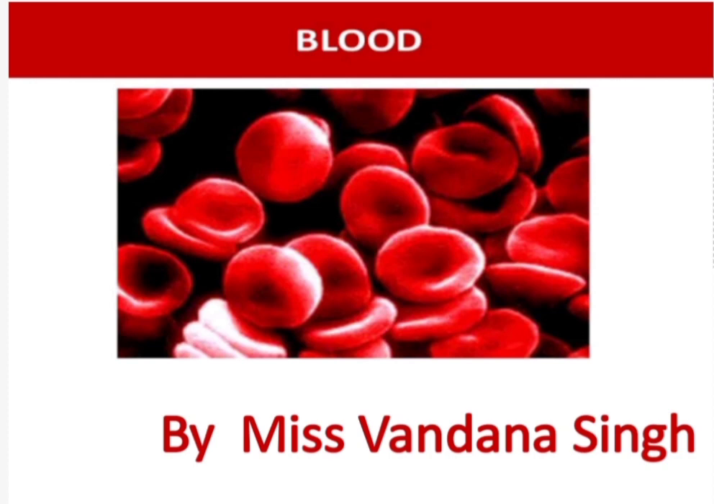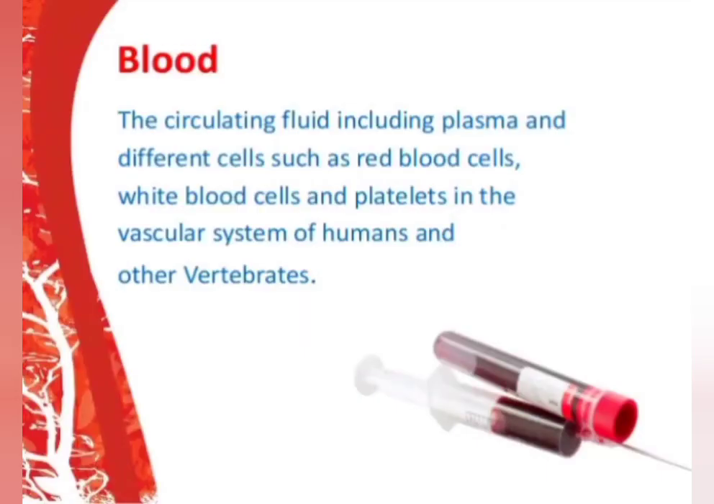So let's start today's topic, that is blood. Blood is basically a kind of fluid, and if we see its composition, it is made up of plasma and different types of cells such as RBCs, red blood cells, WBCs, white blood cells, and platelets. And this plasma and these cells circulate in our body through a system, and that system is called the vascular system. This vascular system is also found in other vertebrates.